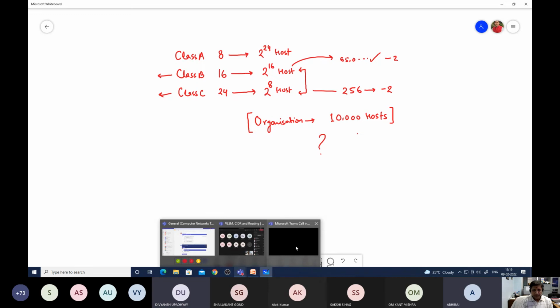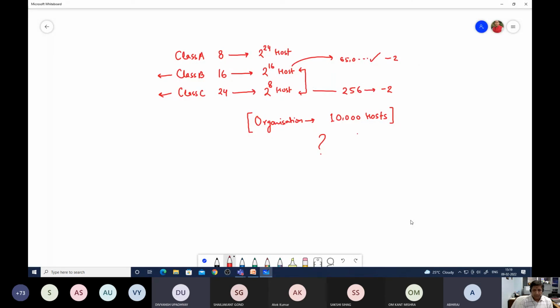One solution would be that multiple class C networks are connected, interconnected with each other. So somebody is suggesting that inside that organization, I can have around 50 networks. If you multiply it by 50, we'll get around 10,000. Yes or no? Yes, sir. So you can have 50 class C networks inside, and then you can assign the hosts. This is one solution. But with this, what's the problem?